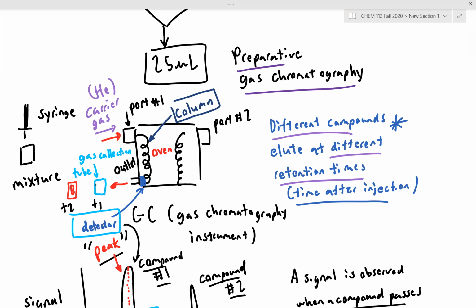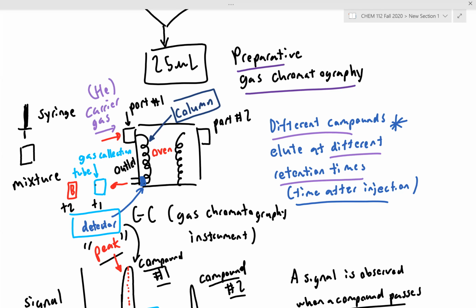We're going to unpack this idea, and we're going to talk a little bit more about how gas chromatography works and how the separation actually occurs in a moment. But I just want you to understand the gross schematic of a gas chromatography instrument.